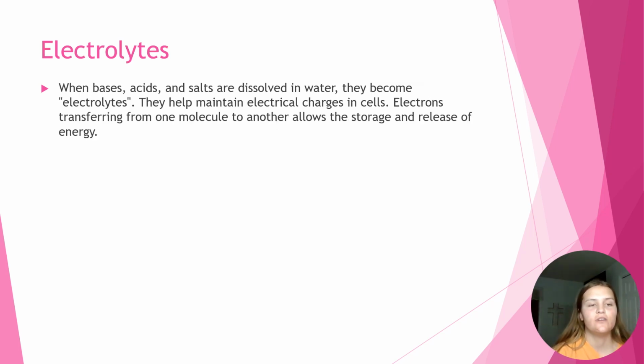Okay, so next you have your electrolytes. So when bases, acids, and salts are dissolved in water, they become electrolytes. They help maintain electrical charges in cells. Electrons transferring from one molecule to another allows the storage and release of energy. So without electrolytes, you become seriously dehydrated. They're one of the main things that you need to survive, and they're very important.